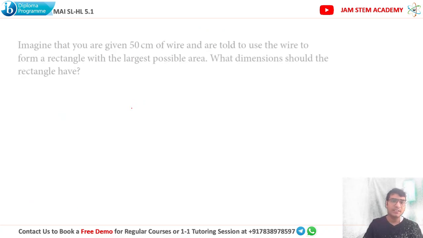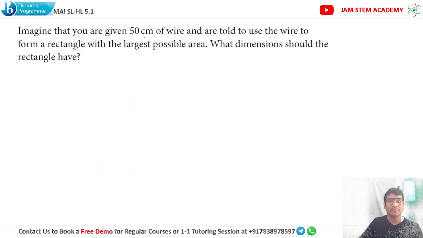Consider the situation where we have a 50 centimeter wire and we have to convert it into a rectangle with the largest possible area. So what are the dimensions of the rectangle? There are several ways to calculate this value, but here we are going to learn the concept of limit using this problem. So consider a rectangle whose sides are, one side is let's say b, and this one is also b.